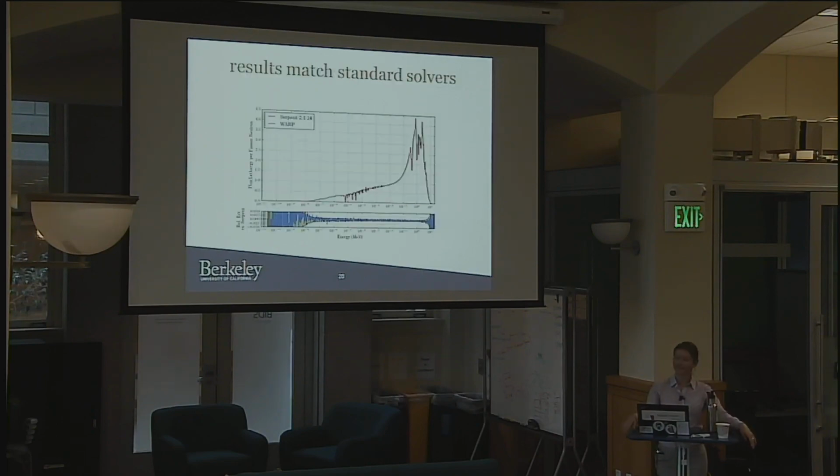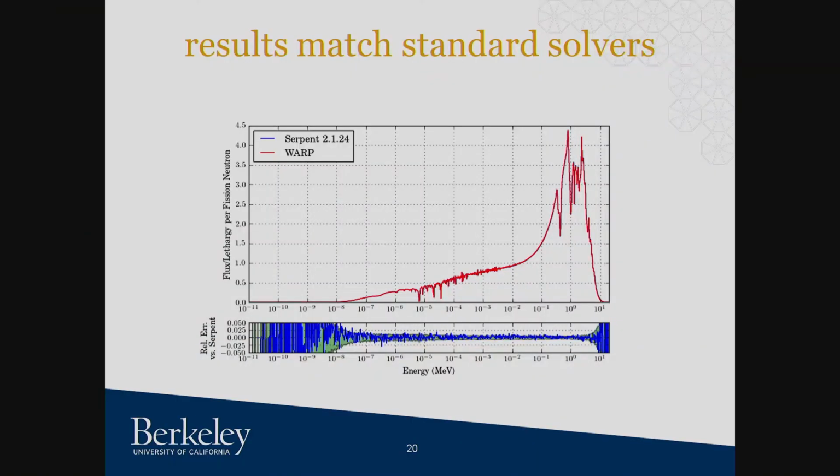And this just in, Kelly's laughing, results match standard solvers. So Warp, as it turns out, is in fact pretty fast. It's still a very developmental code and has a long way to go, but we compared it to Serpent, which is a much more standard, accepted, traditional Monte Carlo code.